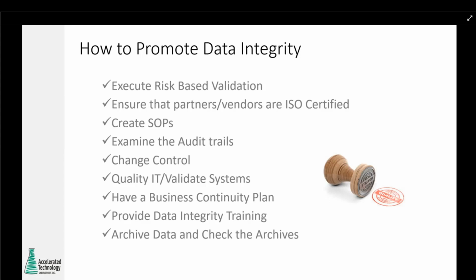Taking a look at change control so that if something is modified, there may be retraining required, looking at quality and IT validated systems, having a business continuity plan, so if there's a catastrophic crash of the servers, what happens? Is there a backup plan? Are there hot servers, hot spares ready to go into production? Is data located off-site? Has data integrity training been implemented in the organization? Has data been backed up? Has anyone done a test of the backup to make sure that it truly is accessible? So these are the types of things that are promoting data integrity.